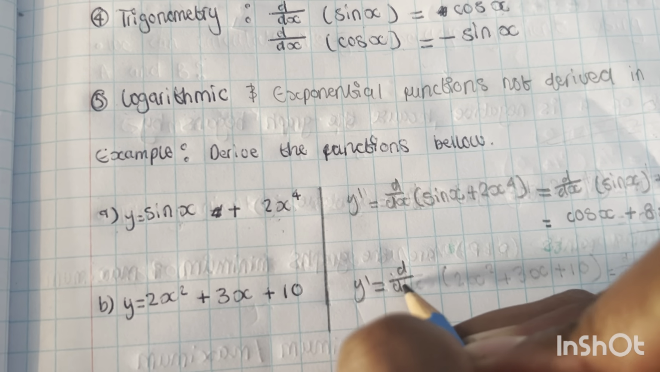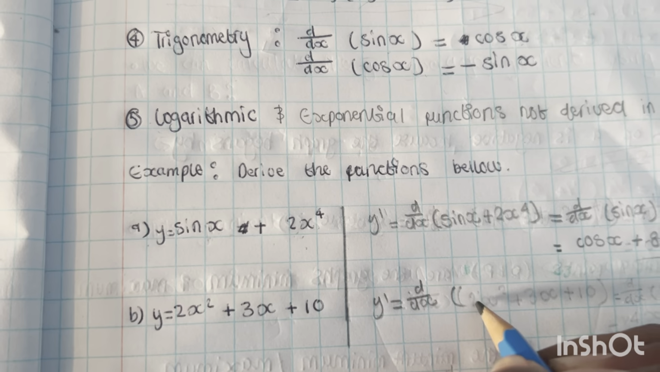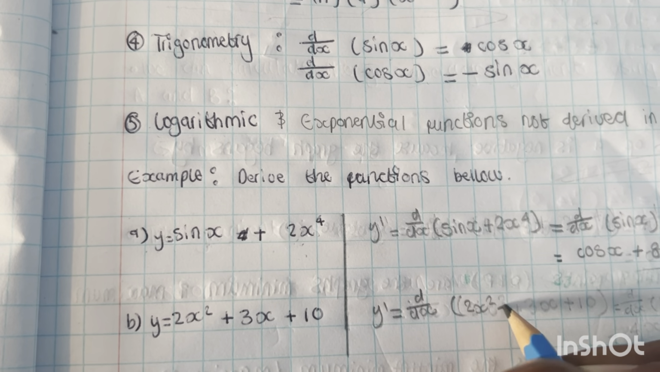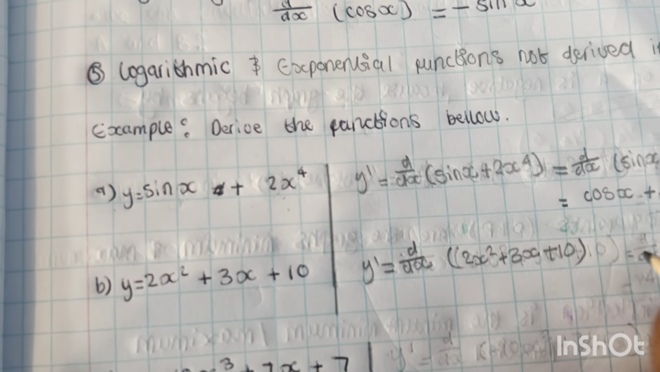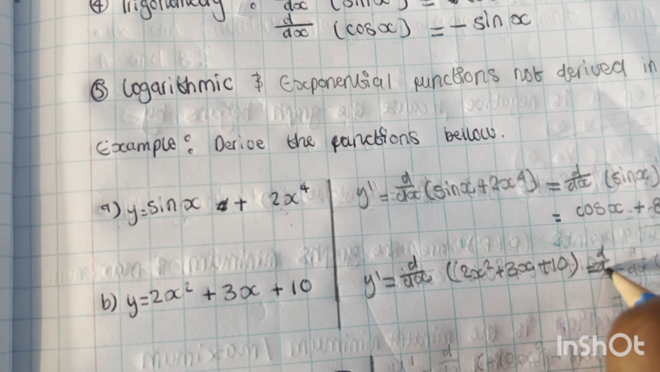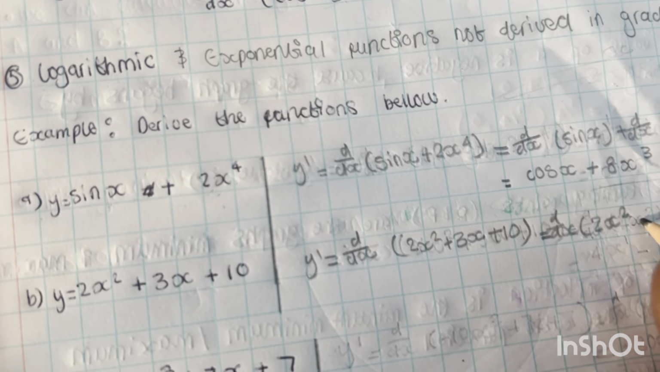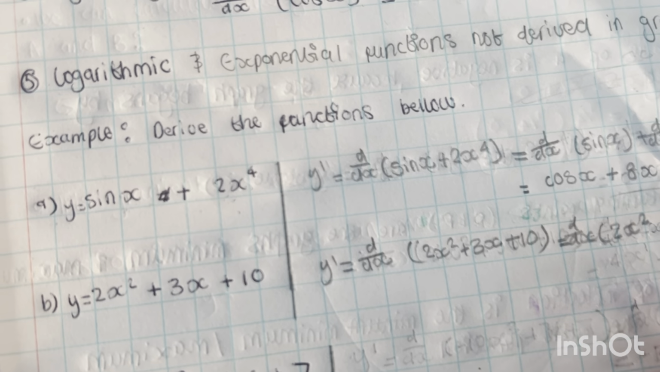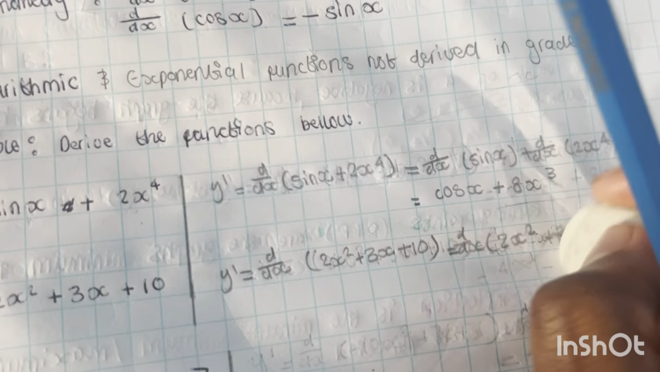So you have the derivative with respect to x of 2x squared plus 3x plus 10. Perfect. Equals the derivative with respect to x of 2x squared, plus 3x, right?